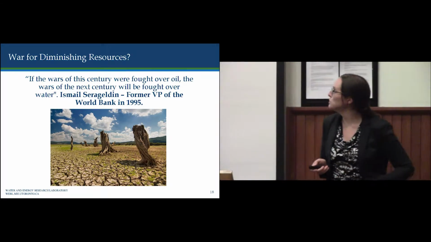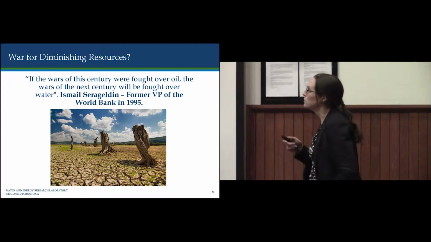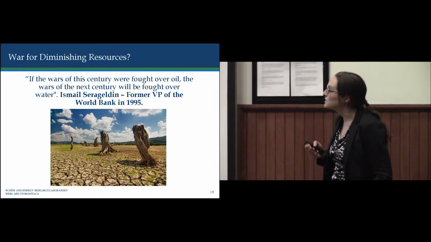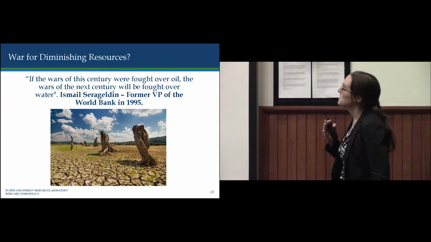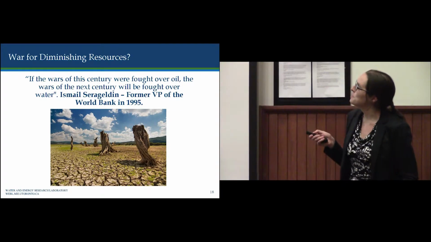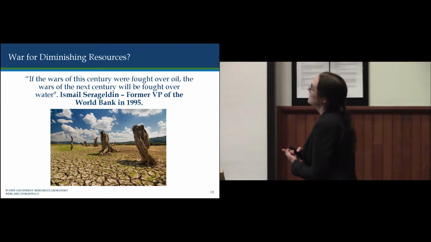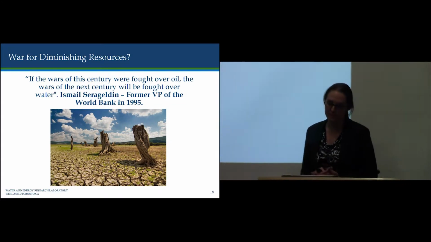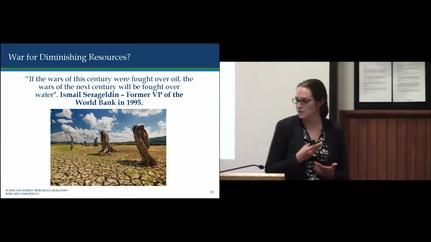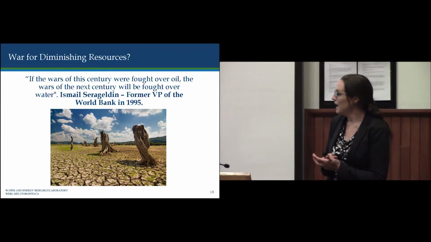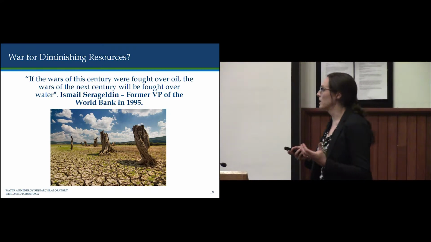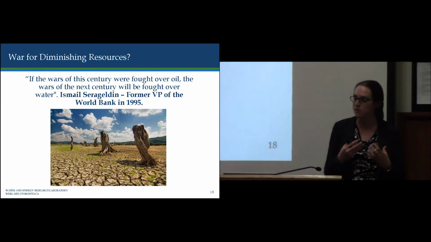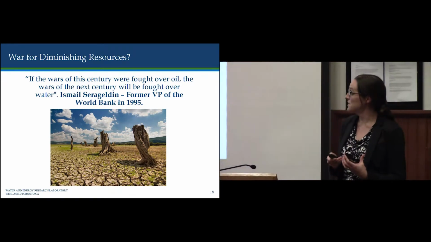Many people have had quotes like this, including Kofi Annan, but this one is from 1995, from Ismail Serageldin, I'm not sure if I'm saying it right. His perspective is that if there was a war this century, it's going to be over water. Previous wars were fought over energy, oil. This century, water is going to be one of the leading sources of conflict. And there are lots of regions where conflicts over access to this type of resource exist.